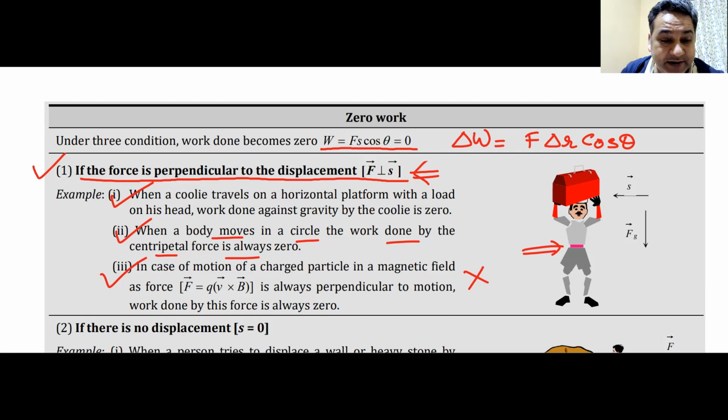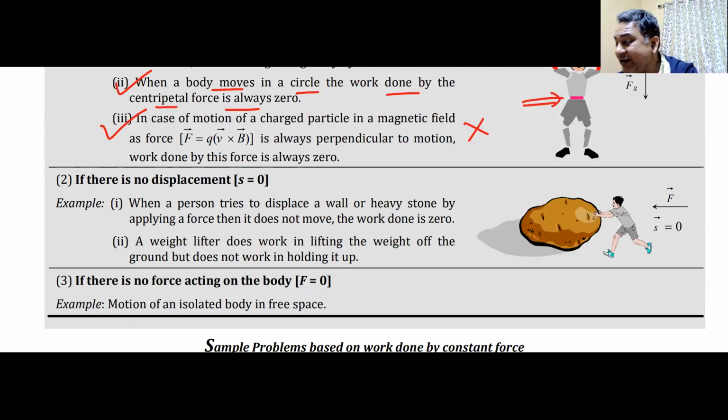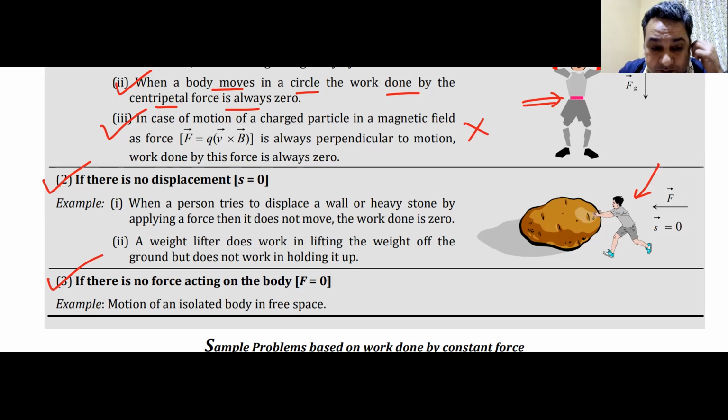Then what are the other two cases? The other two cases are pretty simple. If there is no displacement, work done is zero. This boy is trying to push a heavy stone and the stone does not move. He is losing a lot of energy. Yes, in day-to-day life, he is doing work. But in physics, the work done is zero because there is no displacement. Number 3, if there is no force, obviously there is no work. So if F is 0 or displacement is 0, work done is definitely 0. Please note it down. Simple facts.